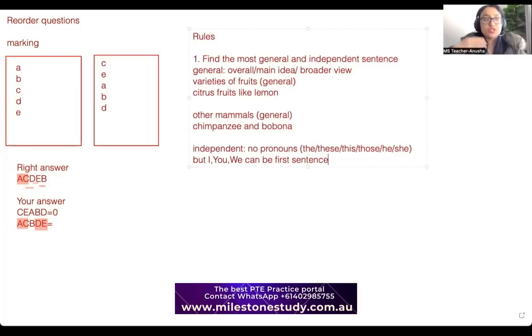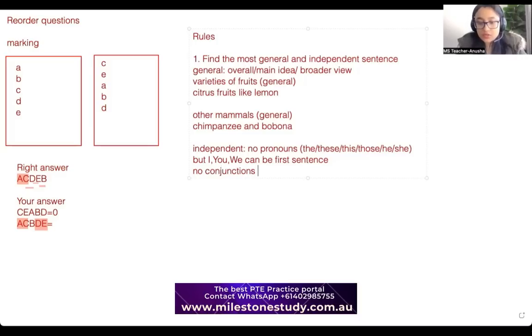So as children, we learned that I, you, we are also pronouns. But there is an exception in reorder paragraphs. You take I, you, we as independent. Okay, I, you, we can have that as our first sentence. So that's an exception, okay? Otherwise, no pronouns. Independent also means no conjunctions.